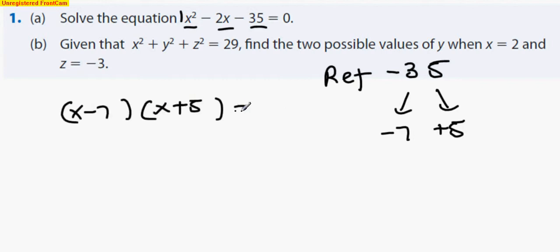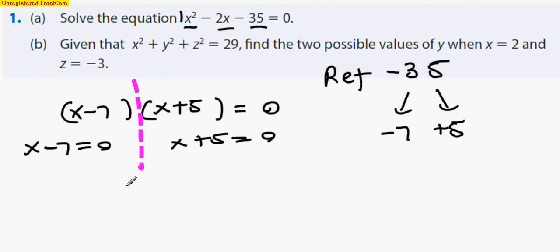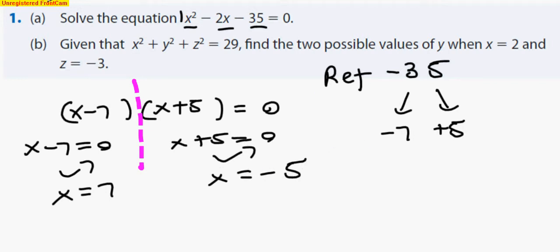This will equal 0. Now these are two numbers being multiplied by each other. There's a number in the first bracket and a number in the second bracket, and the answer is 0. So this either means the first number equals 0 or the second number equals 0. So this means that x is equal to 7 or x is equal to minus 5. Okay, so that's the answer to the first part.